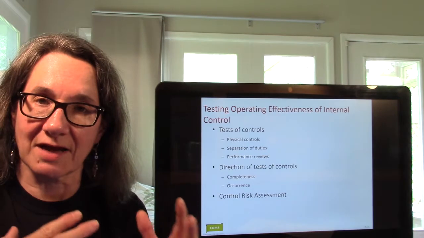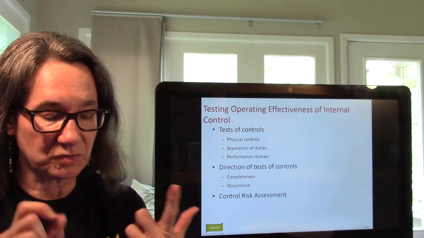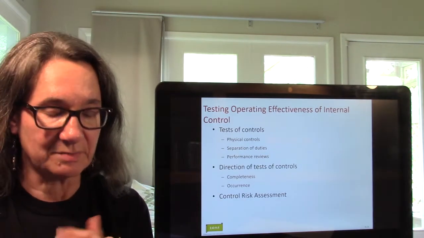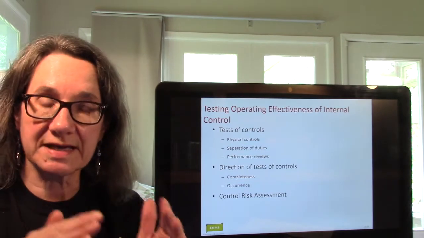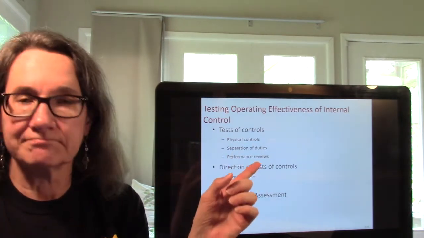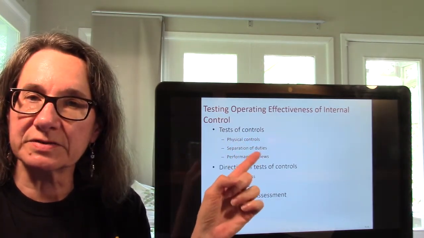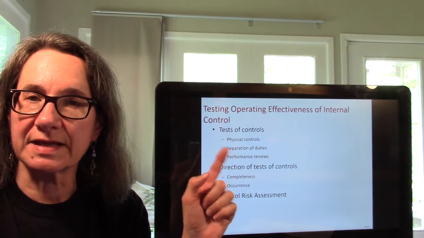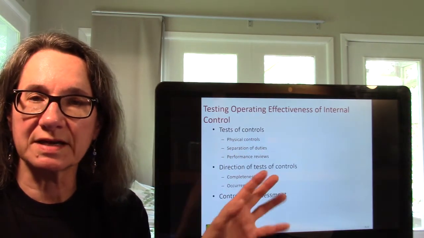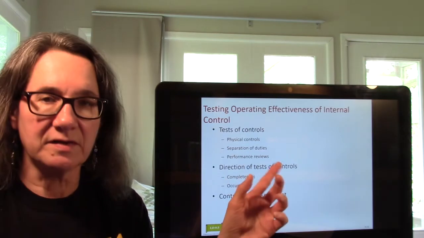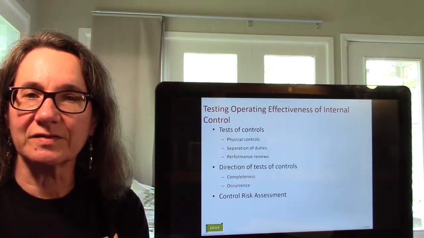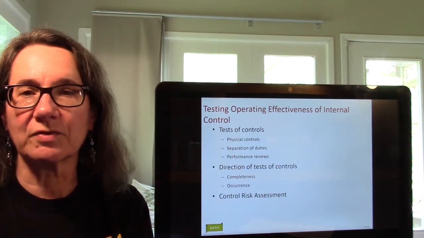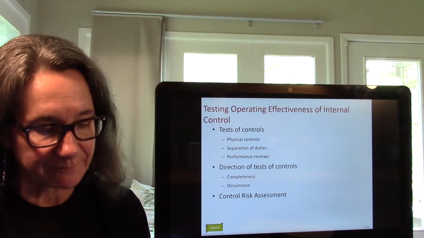Our client should have in place a number of physical controls, including separation of duties and performance reviews. So we're going to test those, right? Do they keep the materials locked up? Are there documents that transfer them? Who signs them? Who's authorized? And are the people who are authorized different from the people who do the accounting, who are different from people who have custody of the asset?